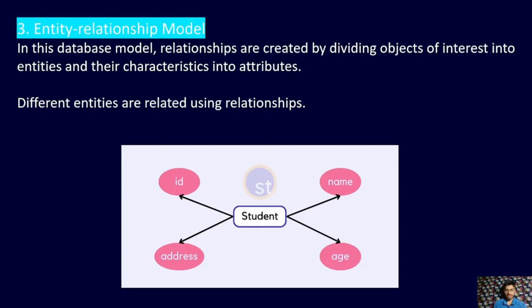Let's take an example. We have to design a school database. Then the student will be an entity with attributes like name, age, address, etc. An address is generally complex. It can be another entity with attributes like street, pin code, etc. And there will be a relationship between them. Relationships can also be of different types.